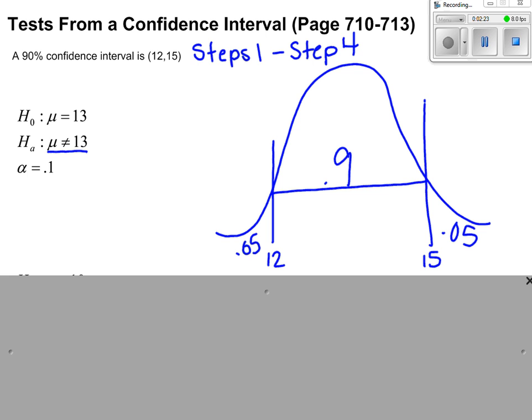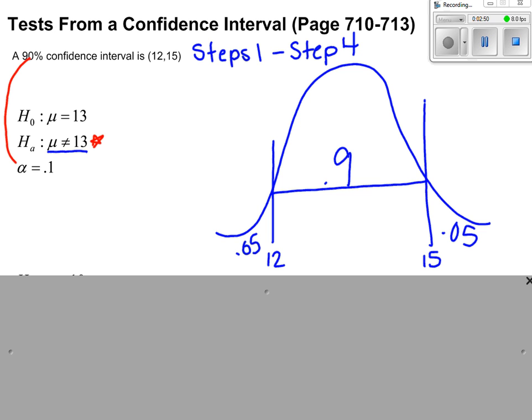So that's the first key: if I'm going to do a test from a confidence interval, I have to have a not equal to as my alternate hypothesis. The second thing is my alpha needs to be the complement to the confidence interval. So if I have a 90%, I need a 10%. If I have a 99% confidence interval, my alpha has to be 1%. So I have to have those be complements to each other.